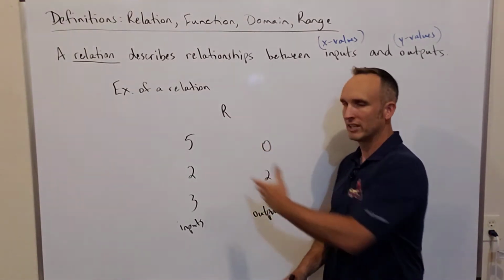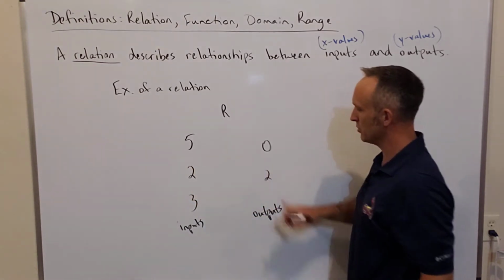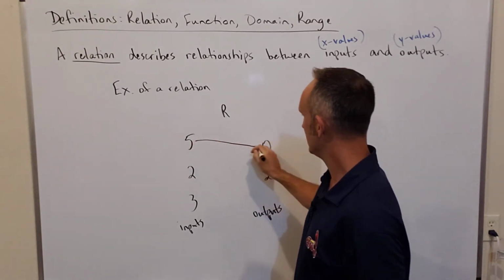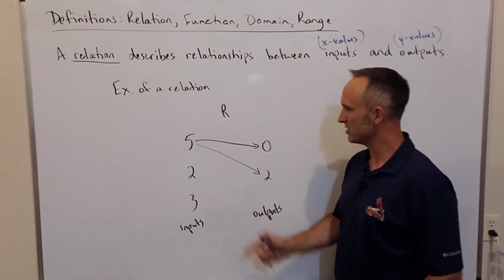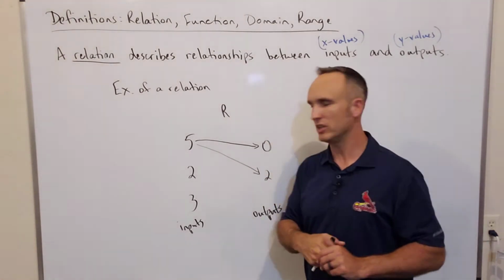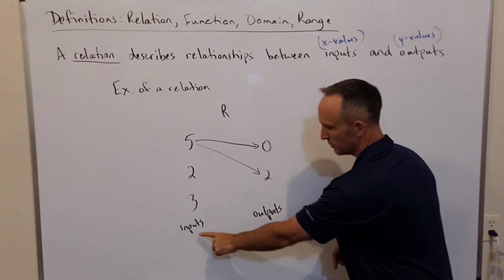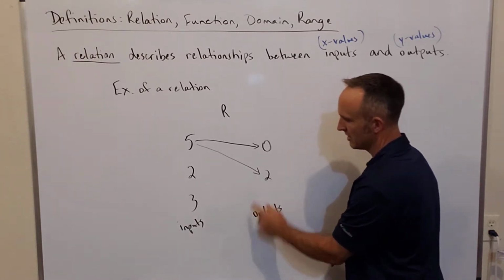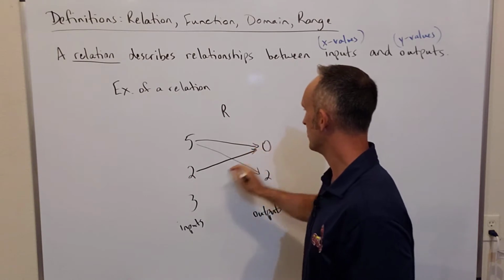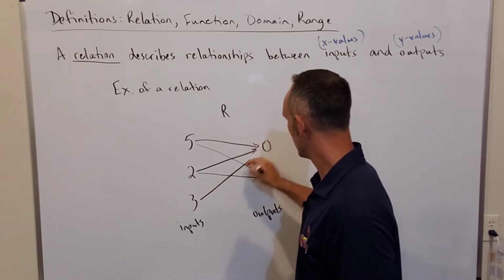So this relation R, we're calling it a name, right? This relation R should define how these inputs connect to those outputs. How are they connected? And so just as an example, let's say that the input of 5 points at 0 and it points at 2. So in other words, we could say the input of 5 has an output of 0 and also an output of 2, just to give you the idea here. The arrows can indicate that 5 is the input and 0 and 2 are the outputs. So we wouldn't necessarily have to label inputs and outputs like this because the arrows would tell us that story. Now let's say that 2, the input of 2, also outputs 0 and 2. And then let's say that 3 outputs 0, okay?